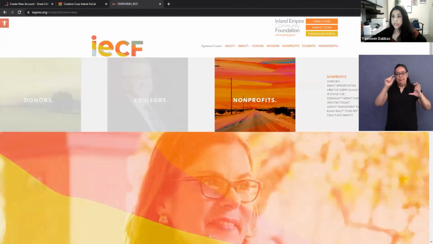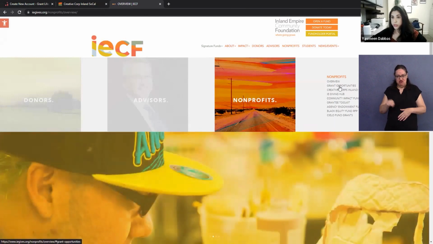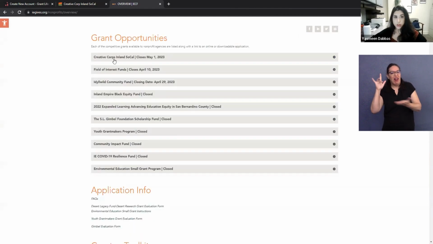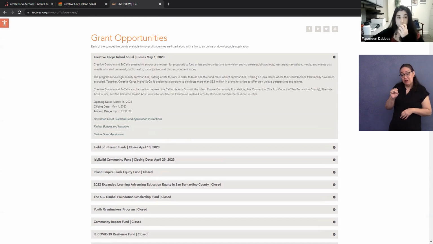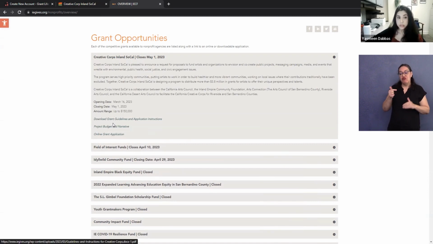Once I click on that, it takes me to this page for nonprofits. One of the tabs here says grant opportunities. I'm going to click on that. And the first option under grant opportunities is the Creative Core Inland SoCal application. I'm going to click on that. And here's a description, the dates of when it opens and when it closes, amount range. And here it has the grant guidelines and the instructions, which you can download. There's also the project information and then also the online grant application.